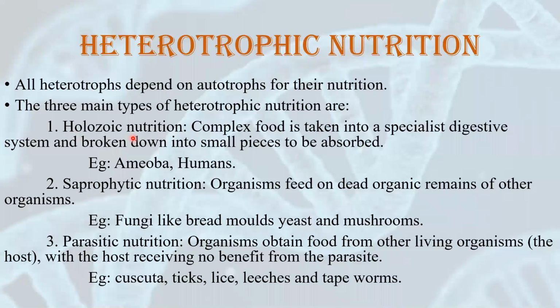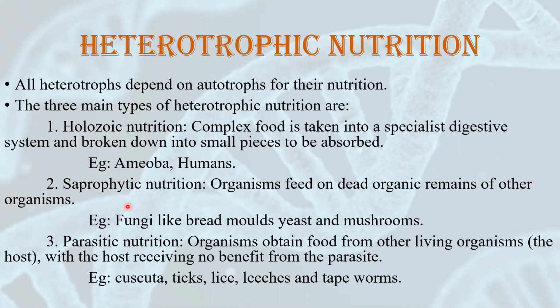First, holozoic organisms carrying out holozoic nutrition. What is the meaning of this holozoic nutrition? When complex food substances are taken directly and as a whole substance, it is called holozoic nutrition. And this is taken into a specialized digestive system, and then it is broken down into small pieces, and then it is absorbed. That means organisms which carry out digestion are called holozoic organisms. They take the food as complete organic substances and then carry out digestion and then break it into small pieces to be absorbed. Example, amoeba and humans.